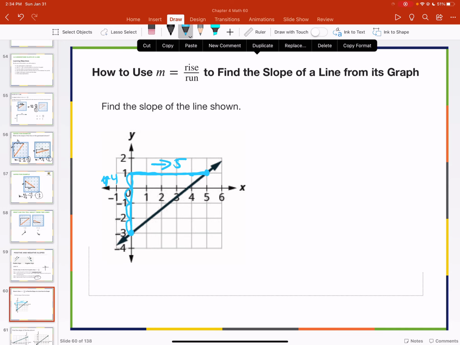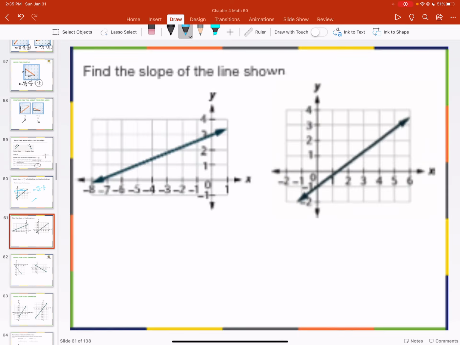So my slope is rise over run. So it's up 4 and to the right 5. So that means that it's positive 4 over positive 5. So it's 4/5, which makes sense because it's a positive. It's going this way. It's going up and over, right? The line is like that. Okay. Let's do a couple more.